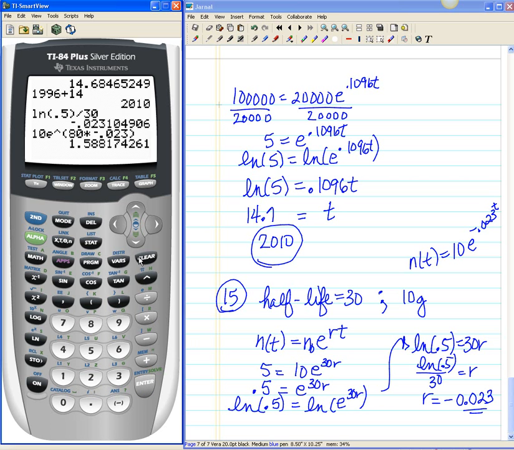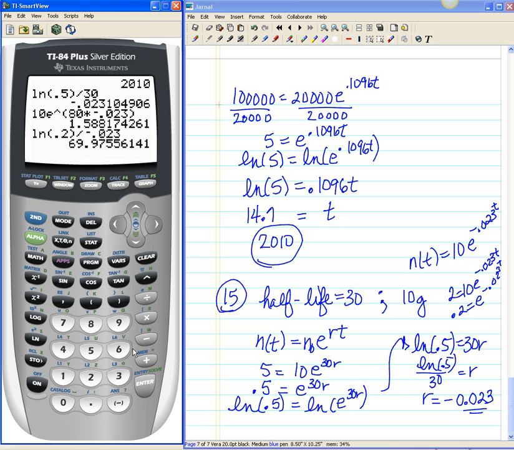How long will it take for only 2 grams to remain? That's where you're going to set 2 equal to this. Dividing both sides by 10, 2/10 is really just 0.2. And then take the natural log of both sides, so you'd have the natural log of 0.2 divided by negative 0.023 and get about 70 years for that to happen. Okay?